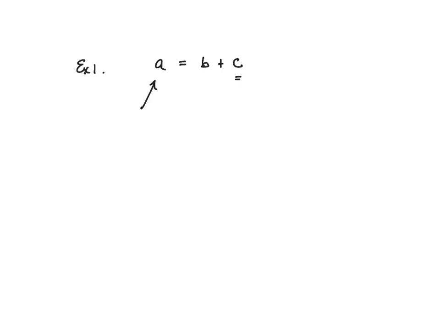Well, how do we get C on its own? We have to get rid of B. And how do we do that? We subtract B from both sides. So A minus B equals C, or let's write it with the subject at the front. C equals A minus B. Simple as that.